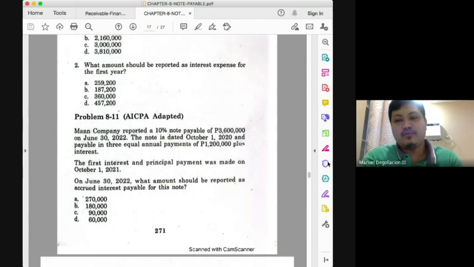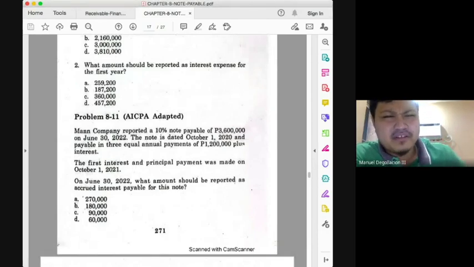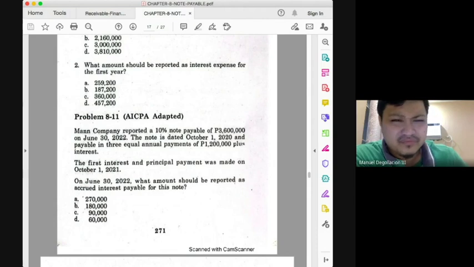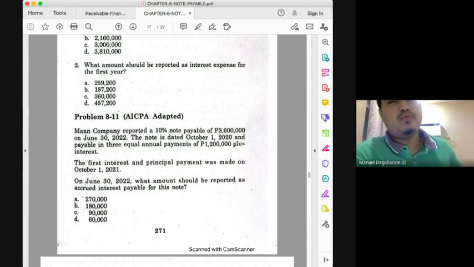Let's proceed to problem 8-11. Man Company reported a 10% note payable of 3,600,000 on June 30, 2022. The note is dated October 1, 2020 and payable in 3 equal annual payments of 1,200,000 plus interest.